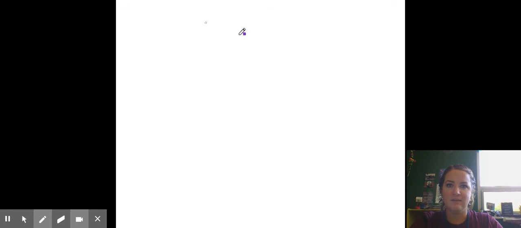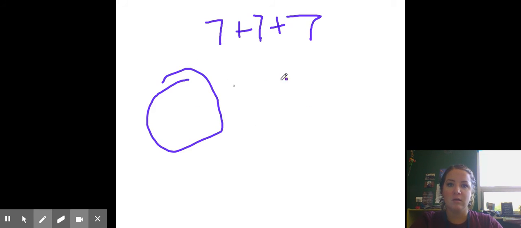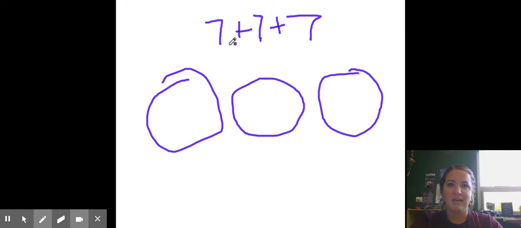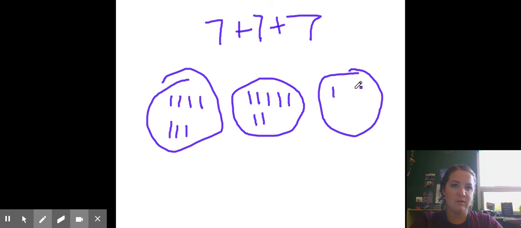We're going to do 7 plus 7 plus 7, a repeated addition equation. So what I'm going to do is think to myself, how many groups of what do I have? So let's count. I have 1, 2, 3 groups. So I'm going to draw 3 groups. And I have 3 groups of 7. So in each group, I'm going to make 7. There's 7 in that first group. 1, 2, 3, 4, 5, 6, 7 in my second group. And 1, 2, 3, 4, 5, 6, 7 in my third group.